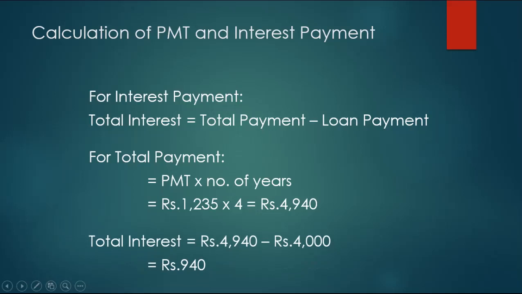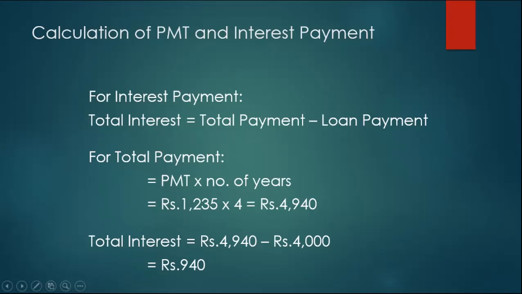So in order to find the total amount of interest you have paid to the bank in 4 years, simply calculate the total payment less the loan amount, and you will get the interest payment. Based on the formula defined above, total interest equals total payment minus loan payment.